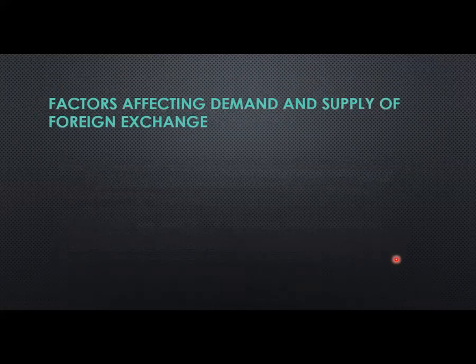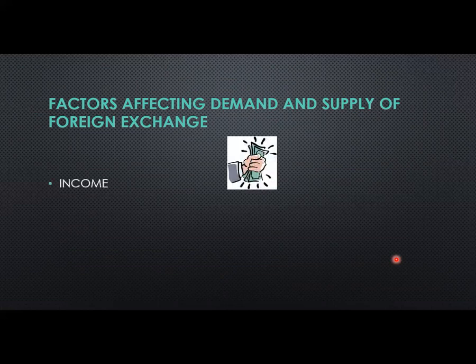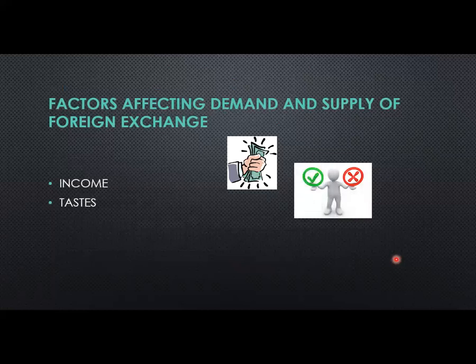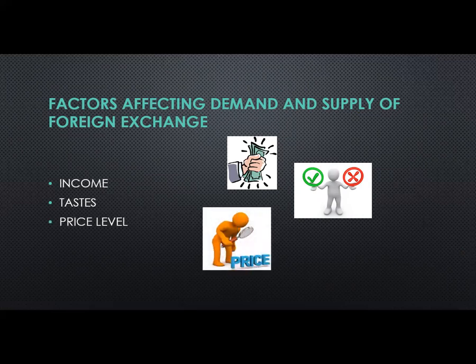So what are the factors that will affect the demand and supply of foreign exchange? First of all, we look at the income of the citizens of a country because income determines how much you can spend. Then we look at people's individual tastes and habits because this will determine why they decide to buy one item and not another. For example, why they're going to buy an imported product instead of a locally produced item. Then we look at the price level of goods and services. This will determine whether people buy local or imported goods. Think how individuals choose to buy a cheaper imported good than an expensive locally produced good.